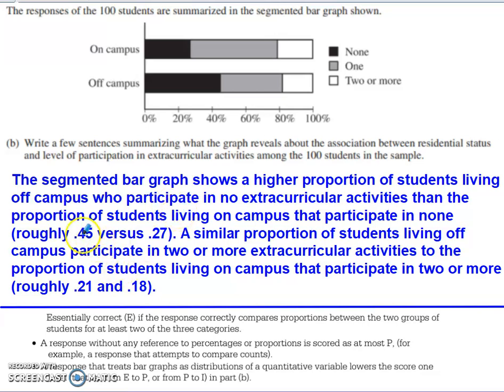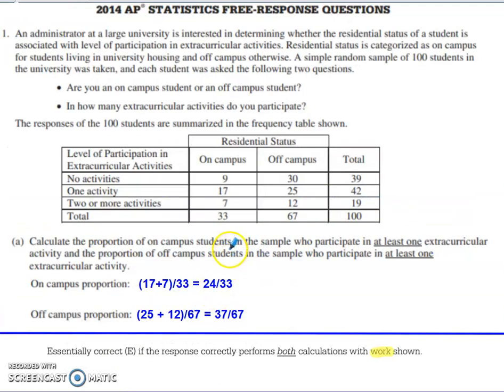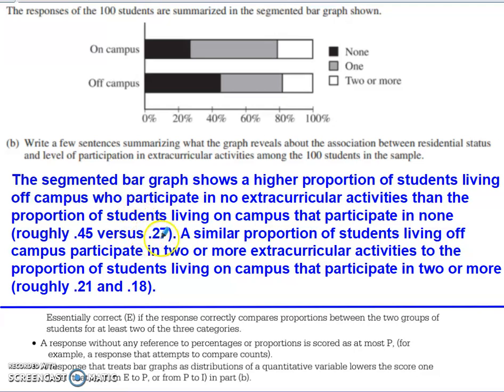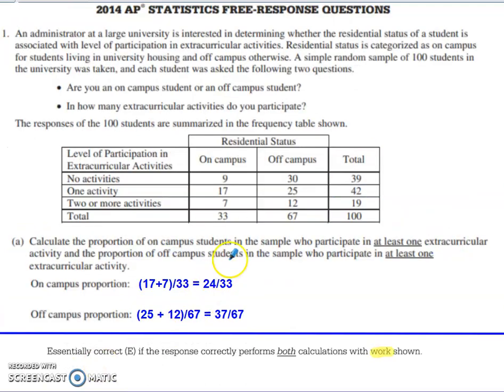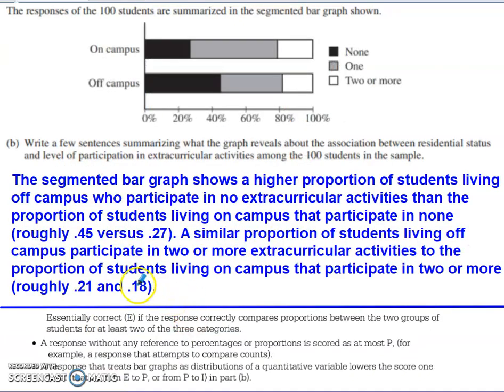Now what I did to find the 0.45 and the 0.27 is I went back to where the initial information was presented. For no activities, 9 divided by 33 for the on-campus students gives me this 0.27 value, and 30, no activities for off-campus, divided by 67 gives me this 0.45 for the proportion of the off-campus students that don't participate in any extracurricular activities.